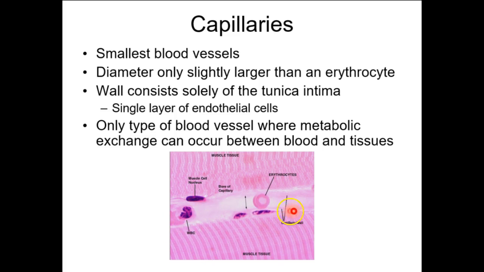And because that capillary wall, that simple squamous epithelium, is simple and squamous, one layer of flattened cell, that means that when oxygen is diffusing from here to here, it really does not have very far to go.